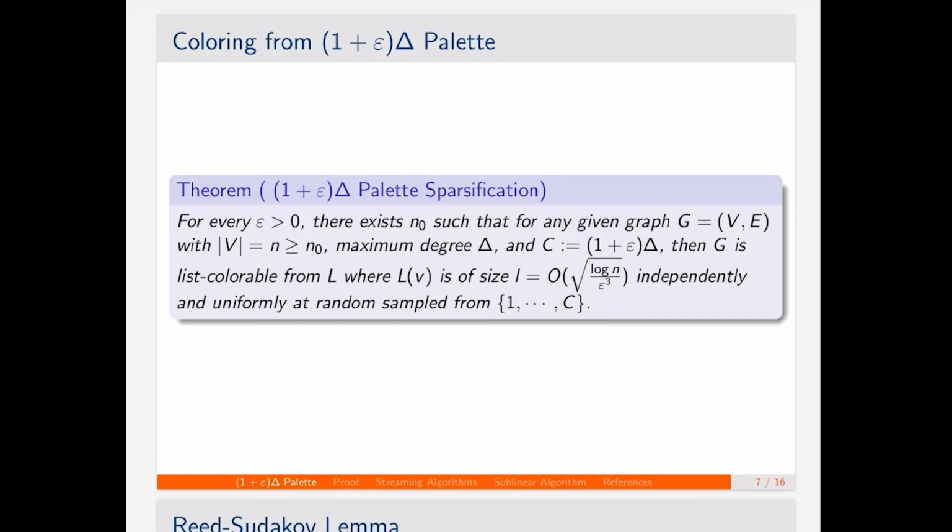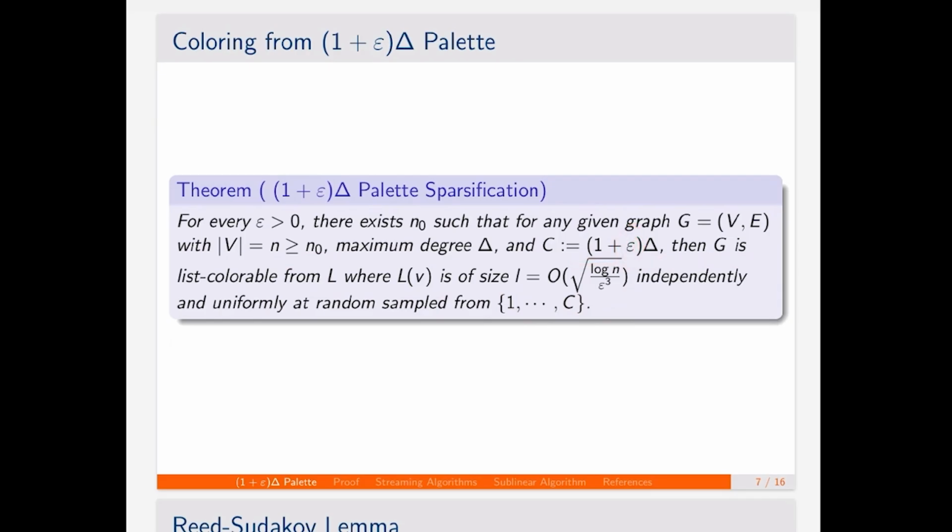Okay, so let's move on to the first palette sparsification theorem given by Alon and Assadi. This is the sparsification theorem in the 1 plus epsilon times delta regime. The theorem states that for every epsilon greater than 0, there exists a number n0 such that for every given graph G with sufficiently large number of vertices, and the number of colors in the global palette is 1 plus epsilon times delta. Note here that this epsilon need not be less than 1.